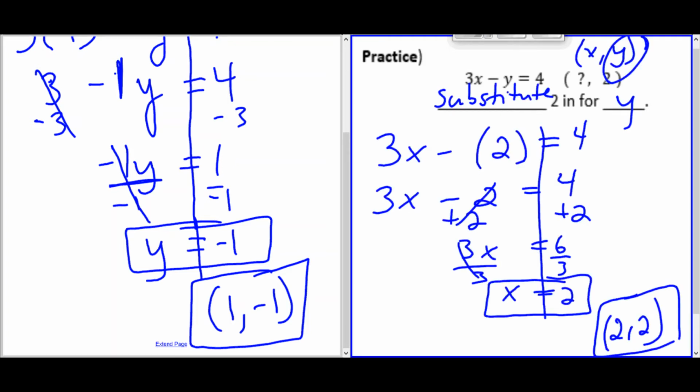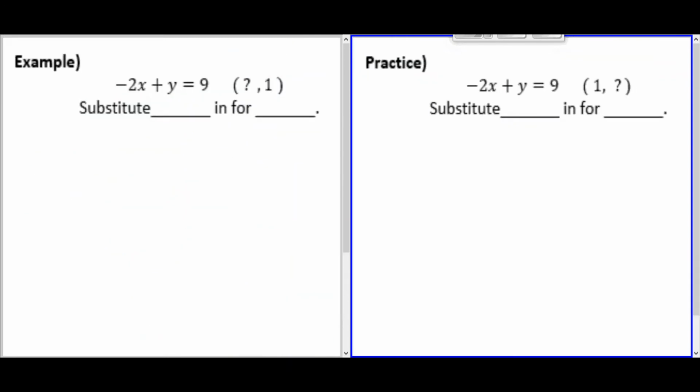Okay, so here is the solution to that example that I asked you to try. You were supposed to substitute 2 in for y. So you should have 3x minus parentheses 2 equals 4. And then you should have just solved 3x minus 2 equals 4. So you would add 2 to both sides. So I got 3x equals 6. And then divide by 3, so your answer would be x equals 2. And then your ordered pair is 2, 2.